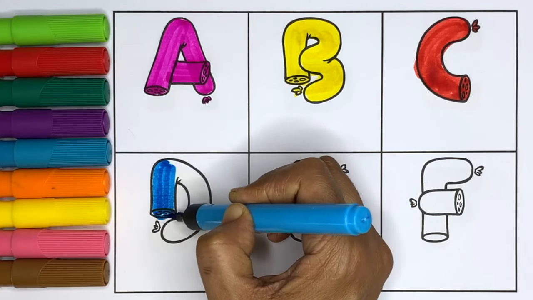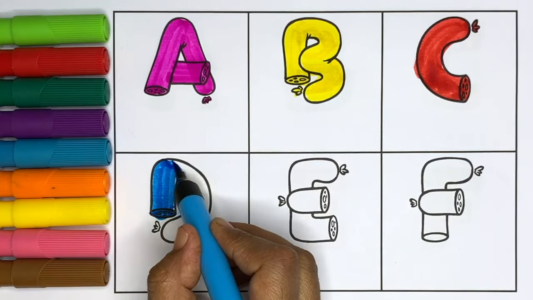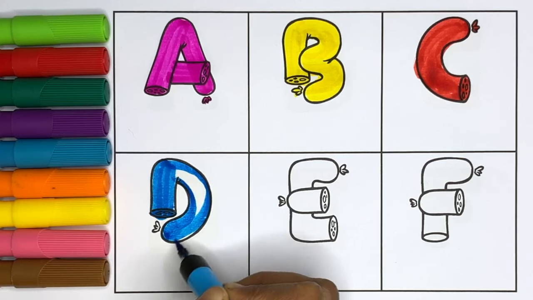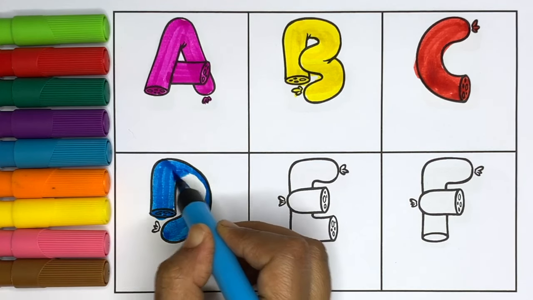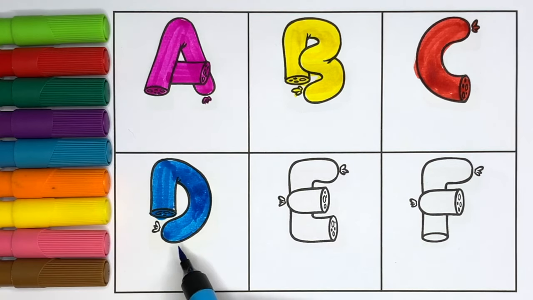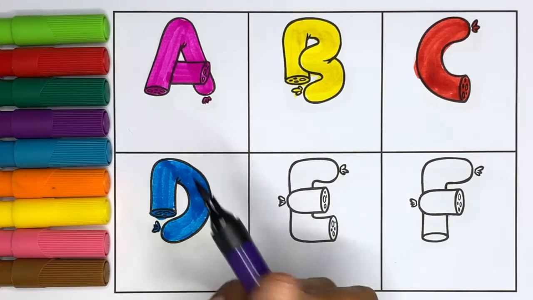D for dog. D for dog. D for dog. Violet colors.